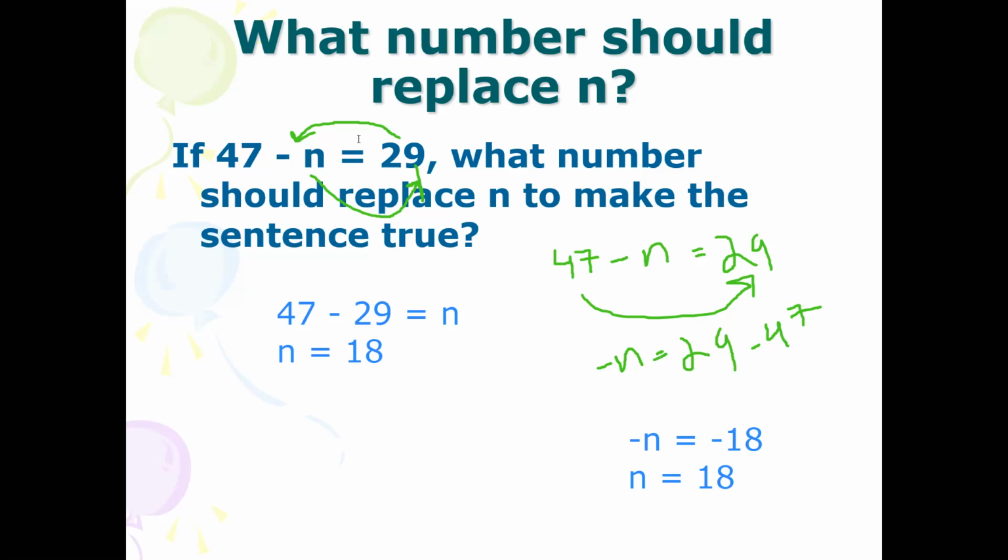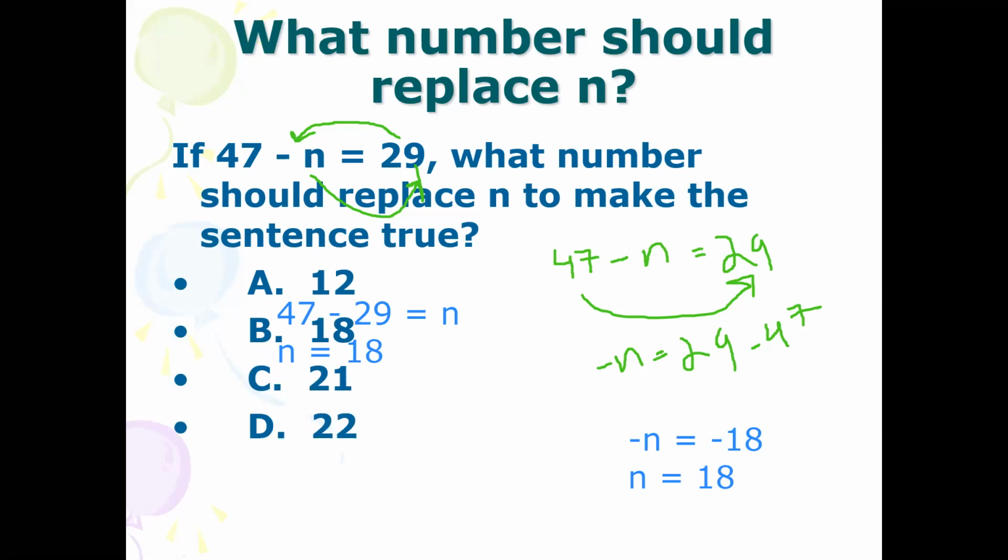These are two ways: you can either shift the n to the other side of the equality to convert it into a positive sign, or you can adopt this method. Both methods are correct. Let's see the answer here. So B is correct, 18.